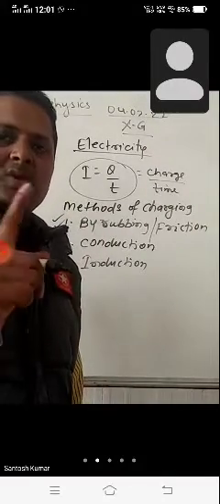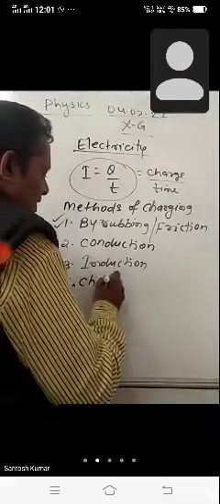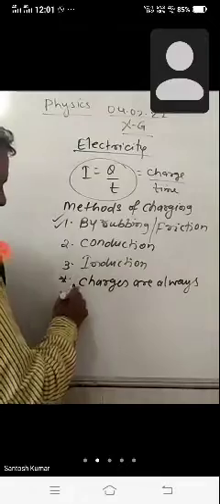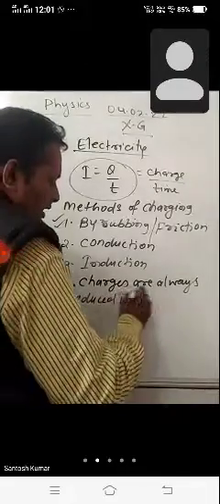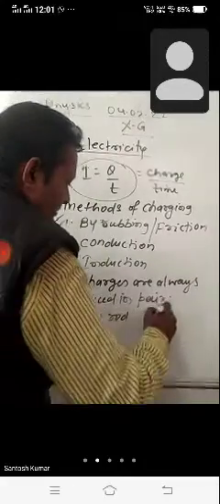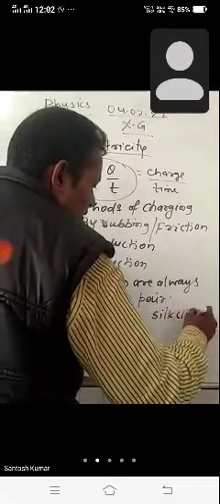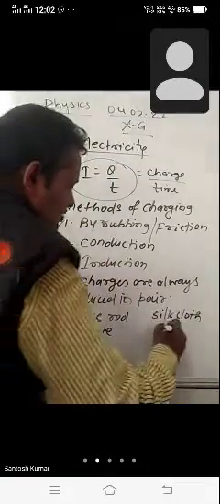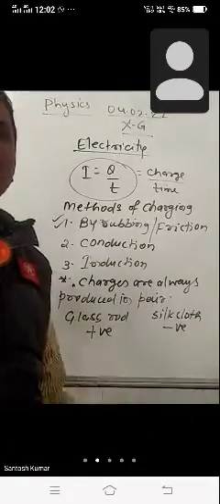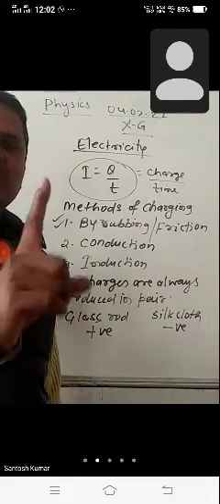Only one charge will never be produced. Charges are always produced in pair. When a glass rod is rubbed against a silk cloth, the glass rod acquires positive charge and the silk cloth acquires negative charge. One charge will not be produced alone. And at a time, one body can acquire only one type of charge.